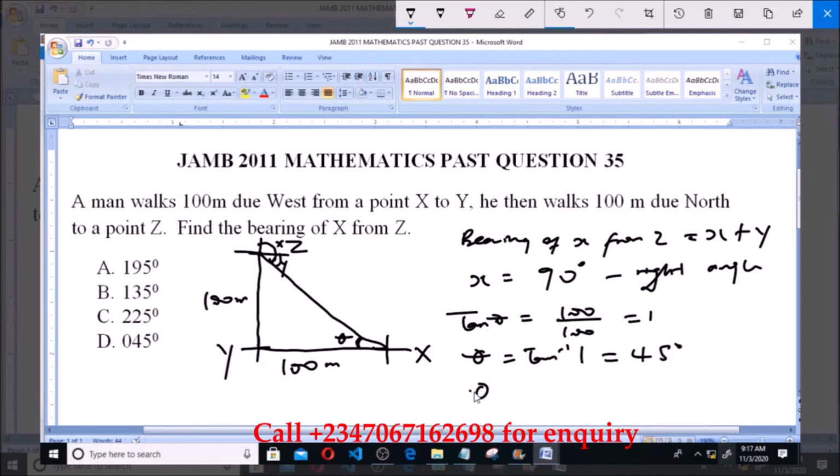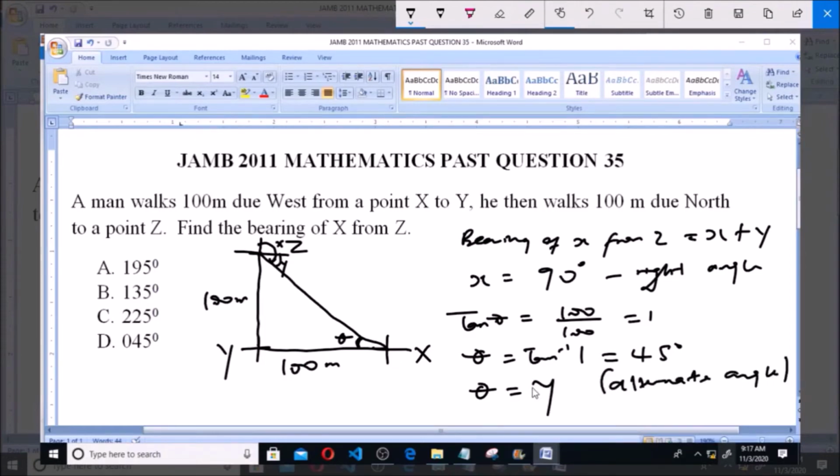And like I said, theta is equal to Y. They are alternate angles, so they are equal. So we can now say that angle Y is equal to 45 degrees.